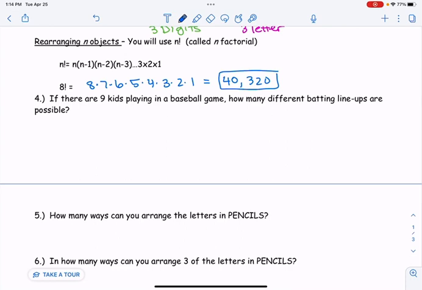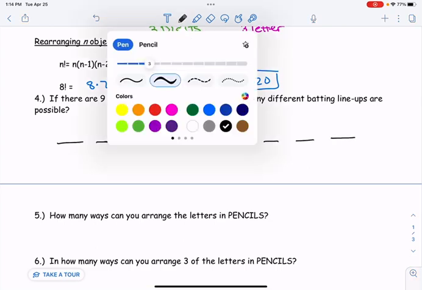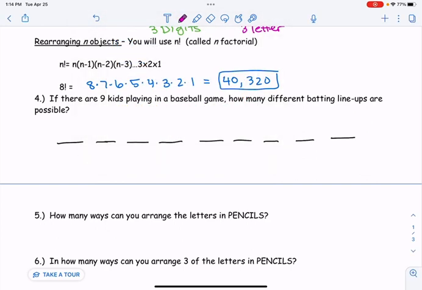Looking at number 4, it says if there are 9 kids playing in a baseball game, how many different batting lineups are possible? Well, if I think about this, I can create the 9 spots in the batting order. 1, 2, 3, 4, 5, 6, 7, 8, 9. So let's say that I chose Johnny to go number 1. There were 9 kids to choose from. He's in the first spot, so now he can't bat second. So there's 8, then 7, then 6, then 5, then 4, then 3, then 2, then 1.